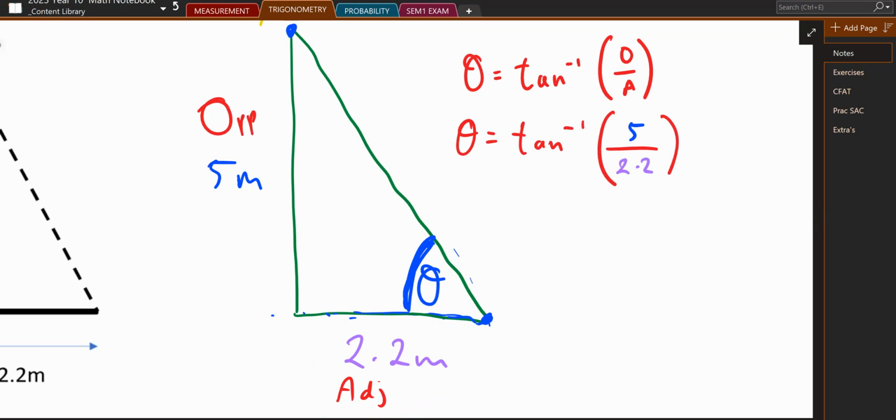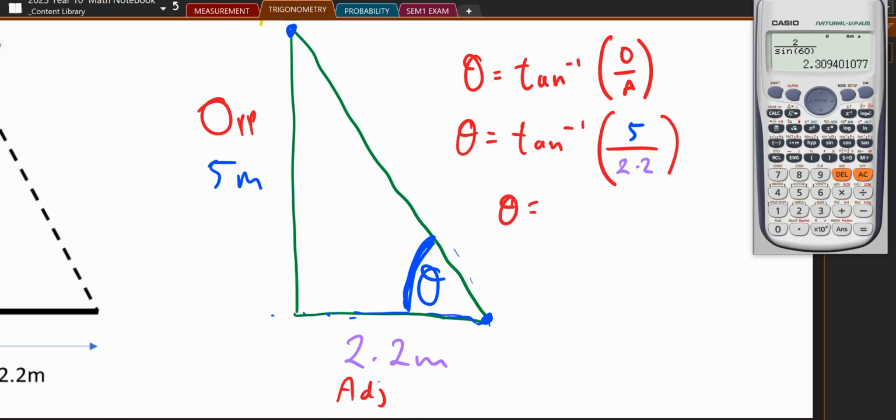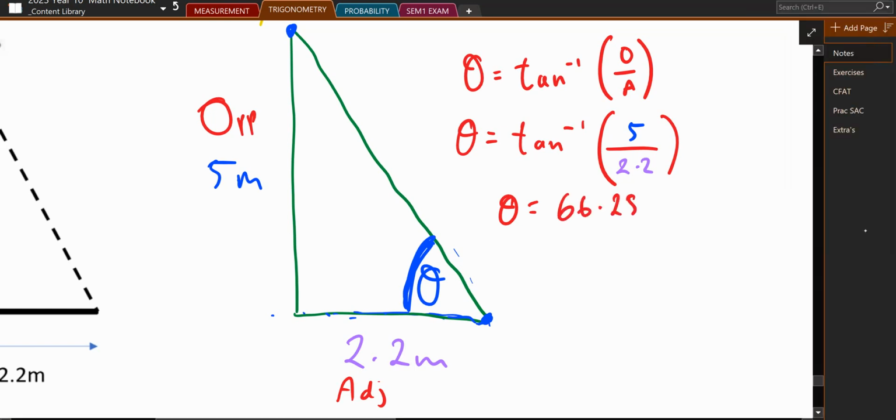Okay, so put that in a calculator. For tan inverse, if you forgot, press shift first and then select tan, and then use your fraction button, 5 over 2.2. Close the bracket, and the angle should be 66.25. Alright, so the angle of elevation there is 66.25.